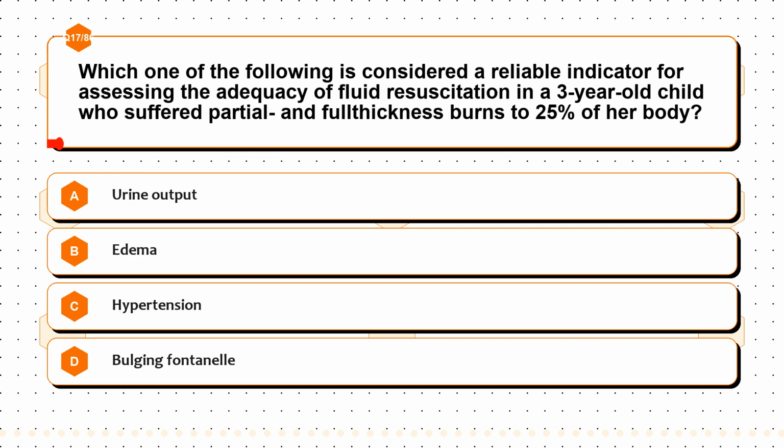Question 17. Which one of the following is considered a reliable indicator for assessing the adequacy of fluid resuscitation in a 3-year-old child who suffered partial and full-thickness burns to 25% of her body? Here are the options. Option A. Urine output. Option B. Edema. Option C. Hypertension. Option D. Bulging fontanelle.